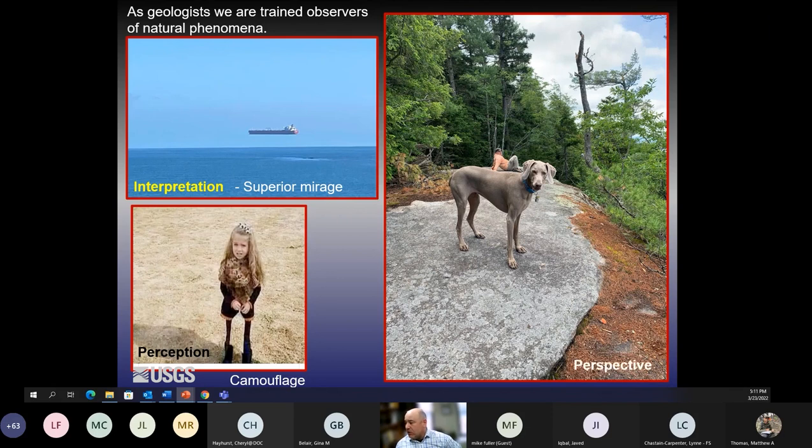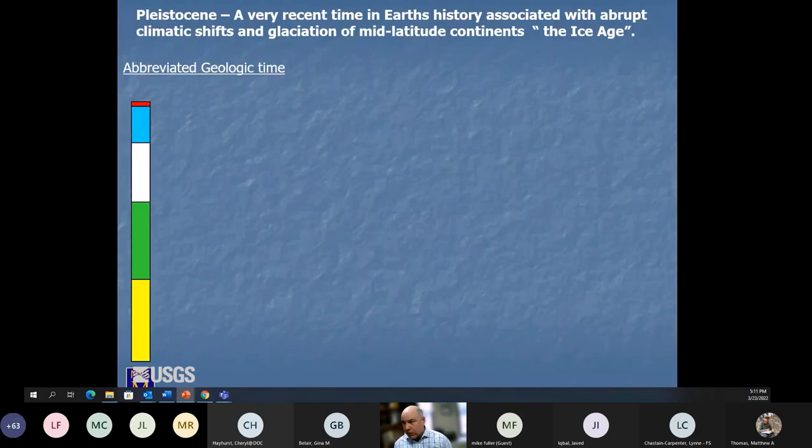And the other one that we're constantly dealing with is the issues of perspective and scale. So that is my dog, but that dog is not that big. So as we speak here again. All right. So again, I gave you fair warning. I'm a Pleistocene Quaternary geologist.